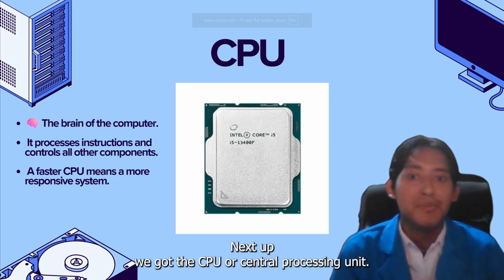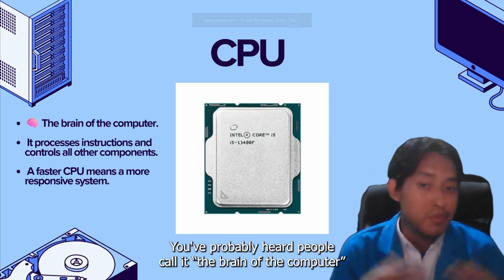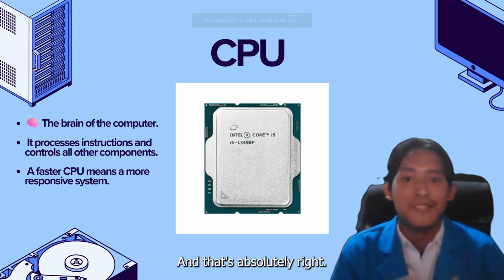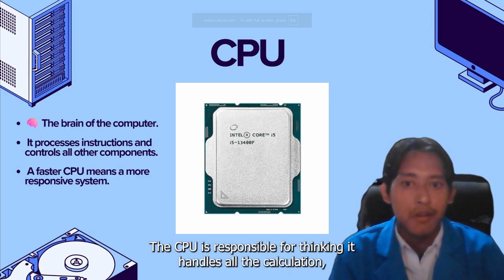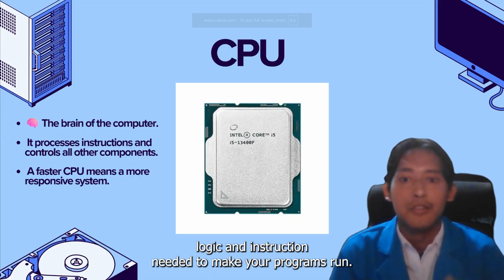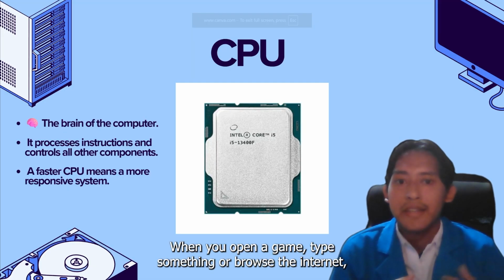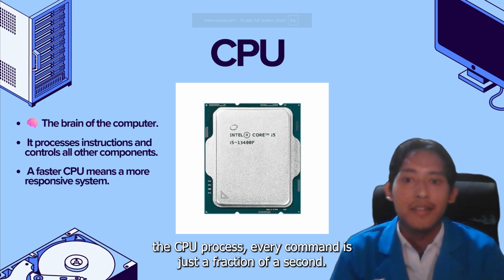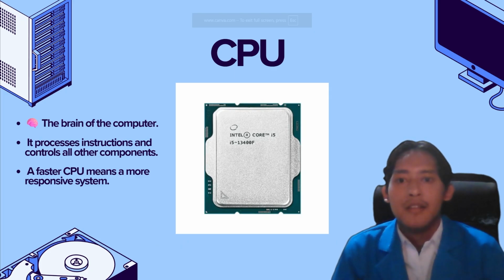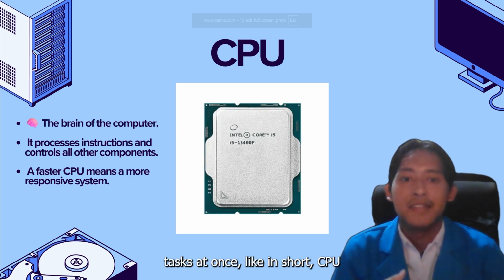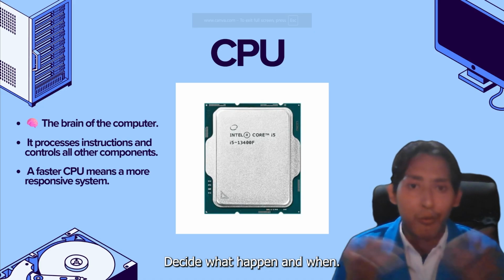Next up, we've got the CPU, or Central Processing Unit. You've probably heard people call it the brain of the computer. And that's absolutely right. The CPU is responsible for thinking. It handles all the calculations, logic, and instructions needed to make your programs run. When you open a game, type something, or browse the internet, the CPU processes every command in just a fraction of a second. Modern CPUs even have multiple cores, which means they can handle many tasks at once. In short, the CPU decides what happens and when.